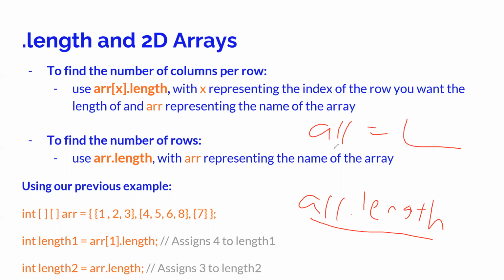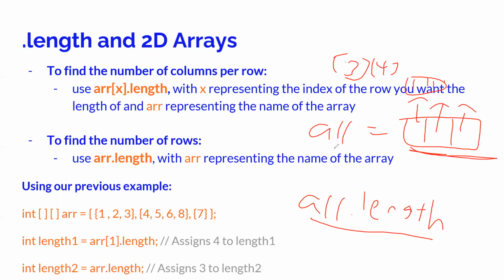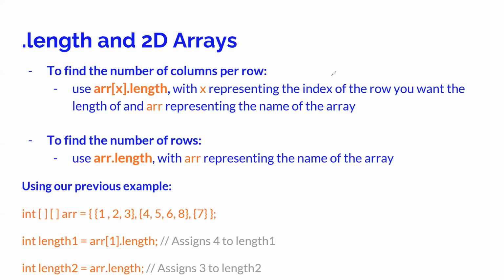For example, we could have something like this, where if we did new int[3][4], that gives us 3 rows, 4 columns. But it also says, okay, we have 3 arrays, and each of those is length 4. So AR itself has 3 elements. So how do we know how many columns we have in each row?